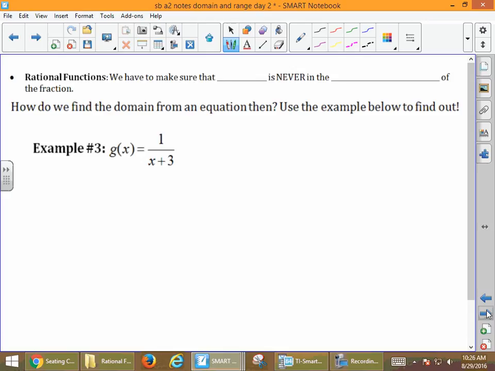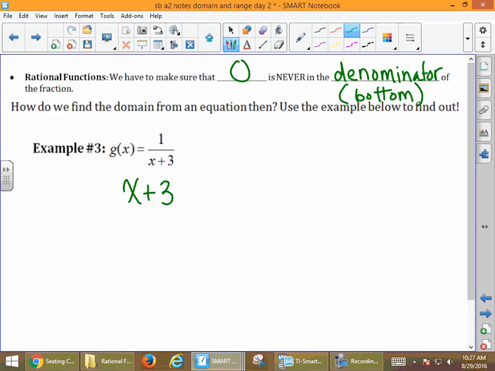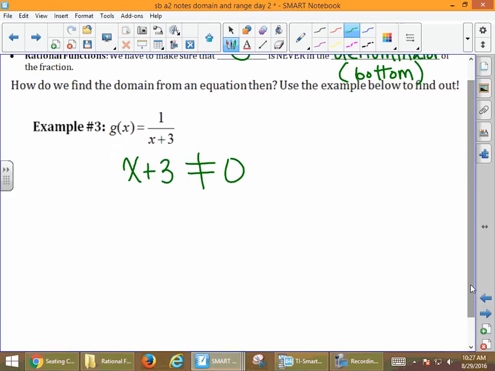Our other type of function is the rational function. And what has to happen here is that we need to make sure that 0 is never in the denominator. And the denominator, by the way, is the bottom of the fraction. When we set this up, to look at an example to illustrate this, we take the denominator, in this case x plus 3, and we set it not equal to 0. Once we have the setup there, we can solve by subtracting 3 from both sides. And we get x doesn't equal -3. There's our domain.